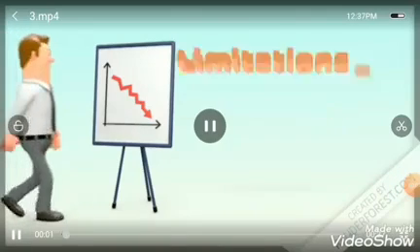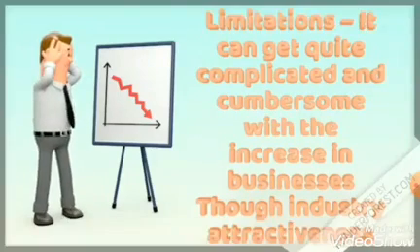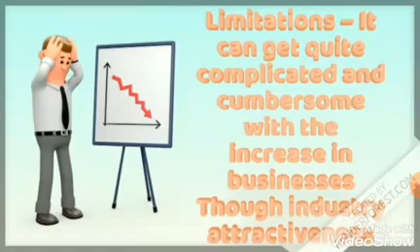Okay, so here we go for the limitations, that is, the disadvantages of using this particular G9 matrix. It can get quite complicated and cumbersome as the business increases. As you can see, some of the companies have more brands, and we cannot fit all of these into a 9-cell matrix. That's the one limitation.